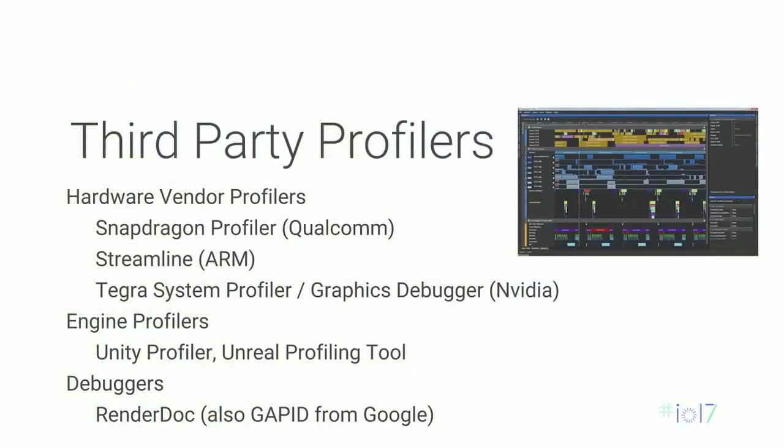Other profilers include the hardware vendor profilers. For example, Qualcomm has a Snapdragon profiler, ARM has Streamline, and NVIDIA has the Tegra system profiler. Game engines also have profilers. For example, Unity and Unreal have built-in profilers. And also, there are graphics debuggers, like RenderDoc and Google's Gapid. These tools can capture API calls that can help you find inefficiencies in the API.